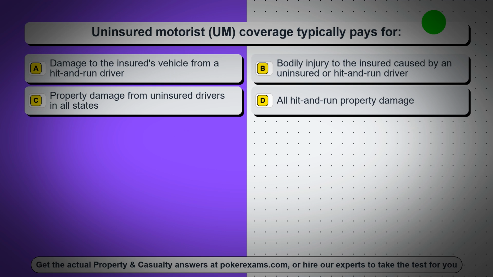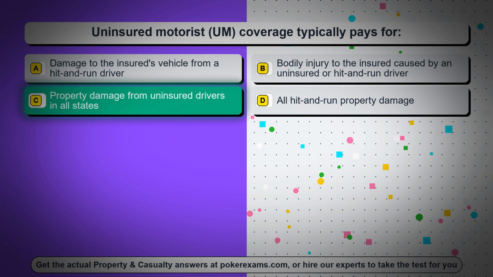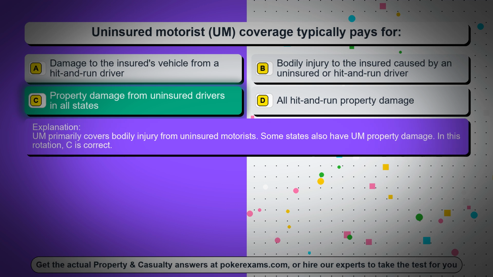Question 91. Uninsured motorist coverage typically pays for: option A, damage to the insured's vehicle from a hit-and-run driver. Option B, bodily injury to the insured caused by an uninsured or hit-and-run driver. Option C, property damage from uninsured drivers in all states. Option D, all hit-and-run property damage. The correct answer is option C, property damage from uninsured drivers in all states. It primarily covers bodily injury from uninsured motorists. Some states also have property damage. In this rotation, C is correct.